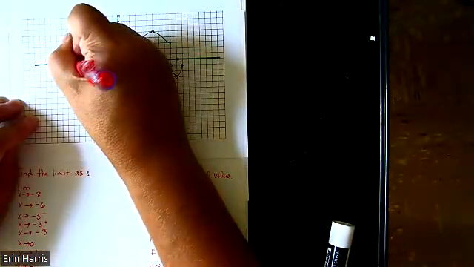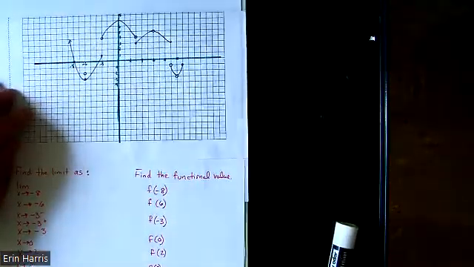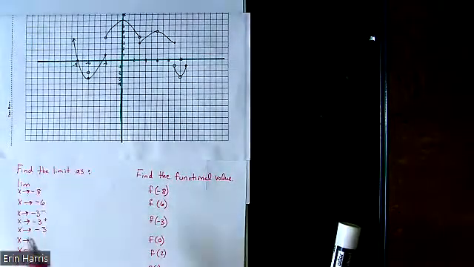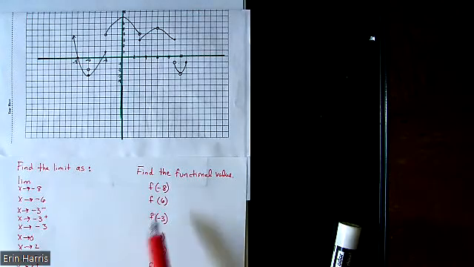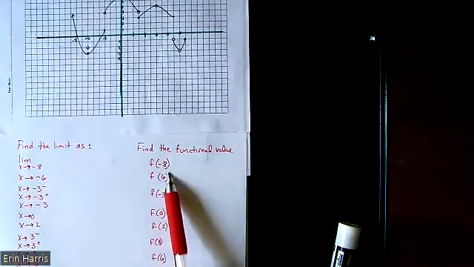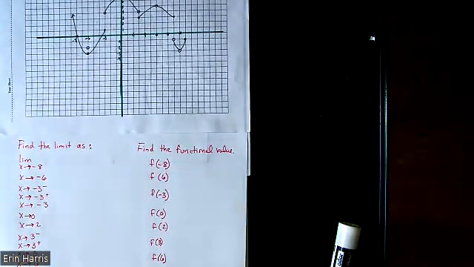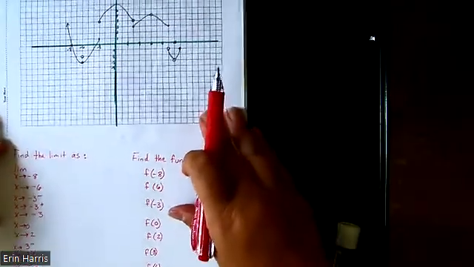Okay, so what we have to remember, and I think this is what usually messes students up, every answer here will be a y value. Every answer here will be a y value, again, if they exist. Limits are always the y value.